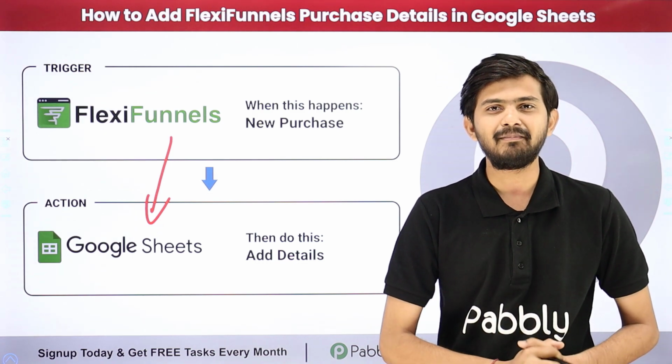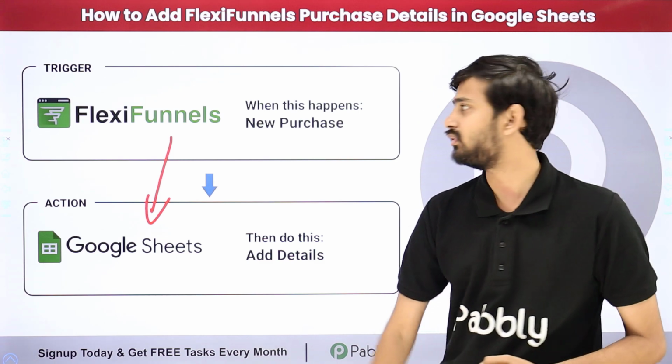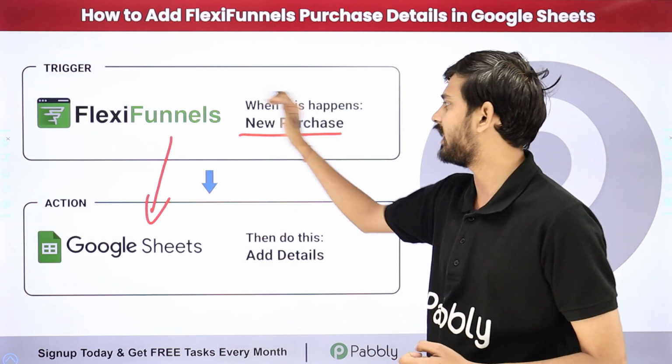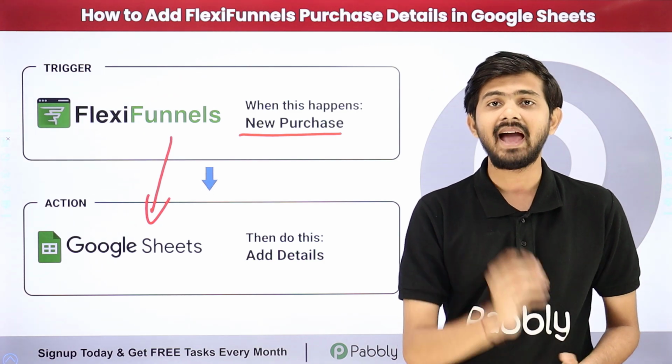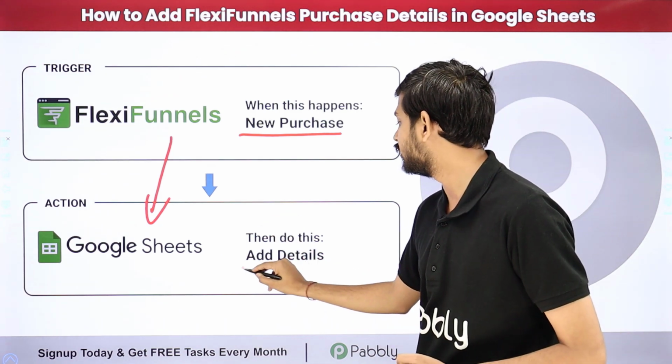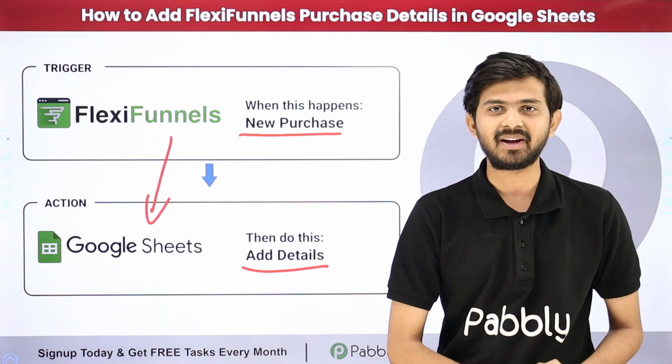Pabbly Connect is an amazing software for automation and integration. Now with Pabbly Connect, whenever I receive a new sale or a new purchase through FlexiFunnels for my product, then automatically, using the details of that purchase, I will add all the details in my Google Sheet. So how am I going to build this connection? For that, let me take you to my computer screen.